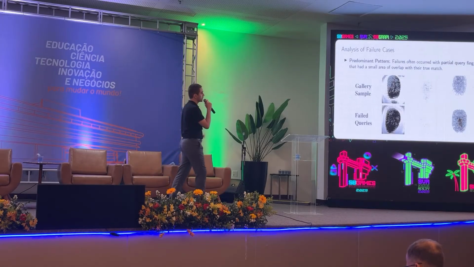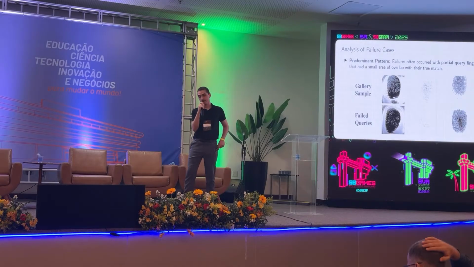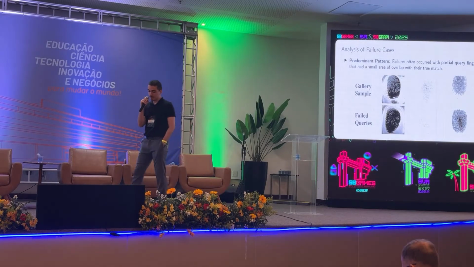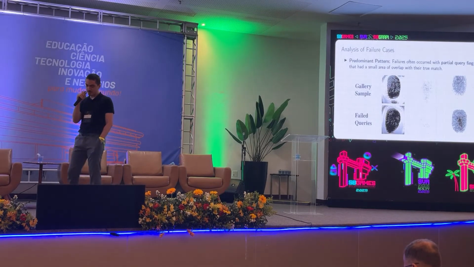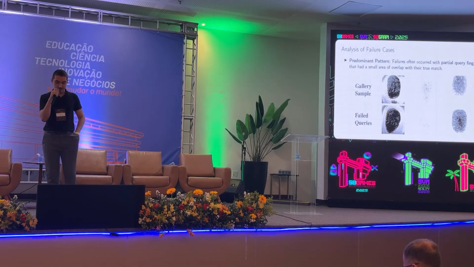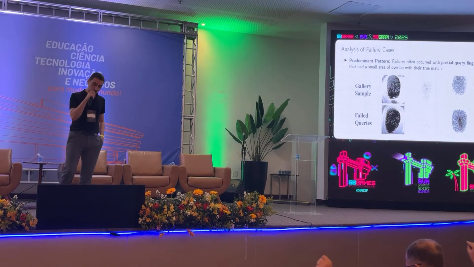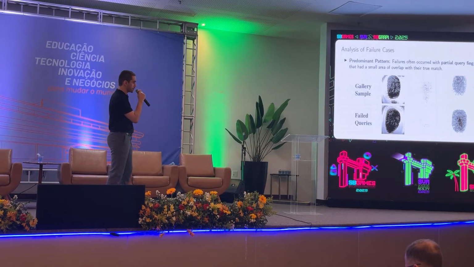And here are the failure cases. We checked a predominant pattern, that is the low overlap between the query and the gallery images. So the graph may converge to a local optimum during the search.